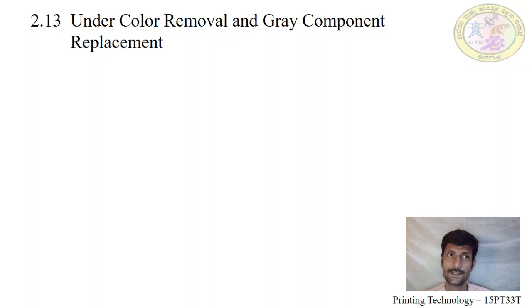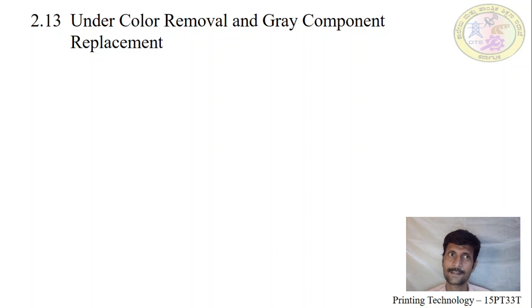Next, what is undercolor removal and gray component replacement? Where does it take place? Normally, sheet-fed offset runs slowly when compared to web offset, so to maintain a neutral balance, undercolor removal is used in sheet-fed offset, and web offset uses gray component replacement.